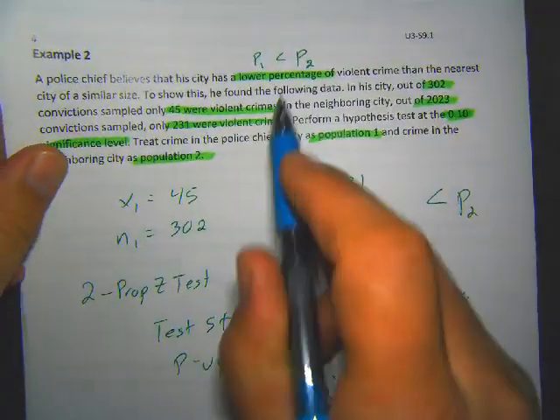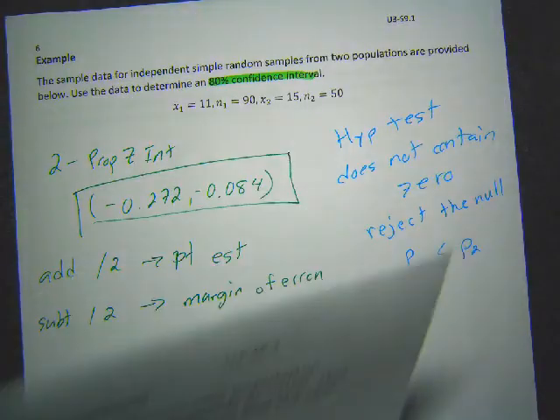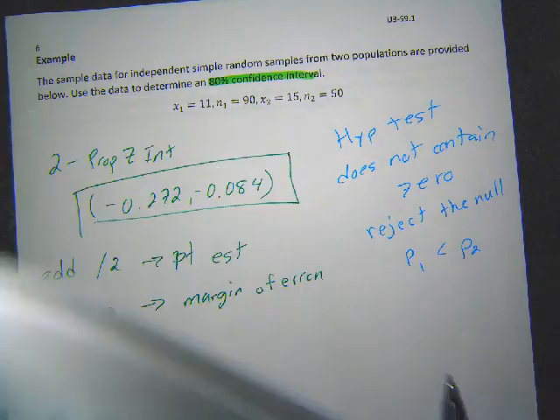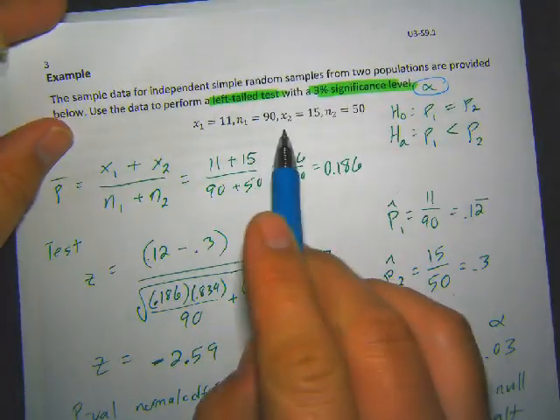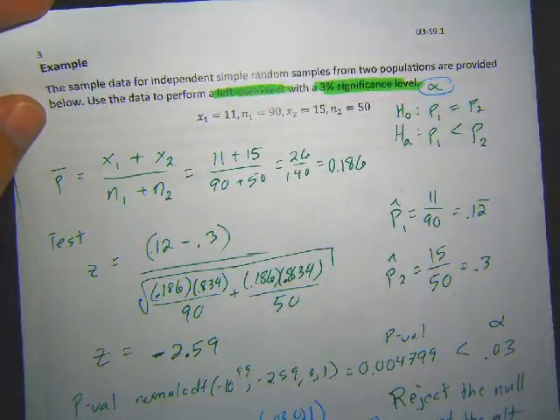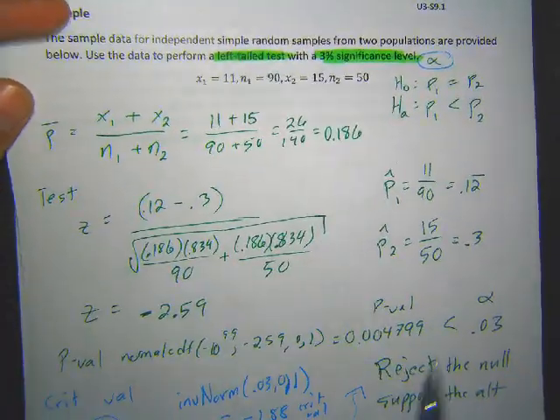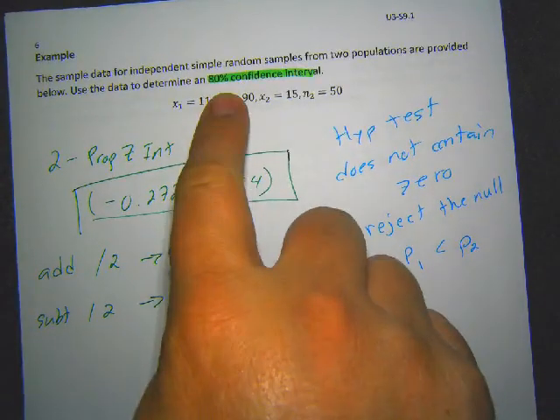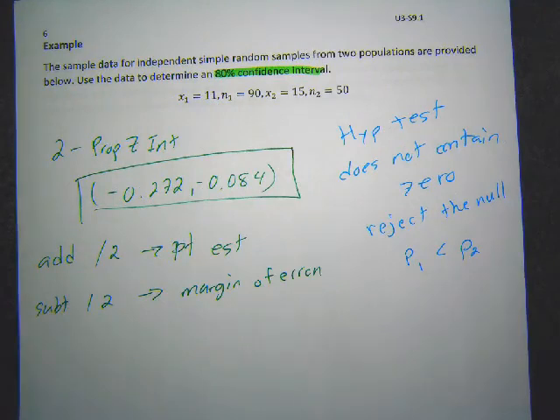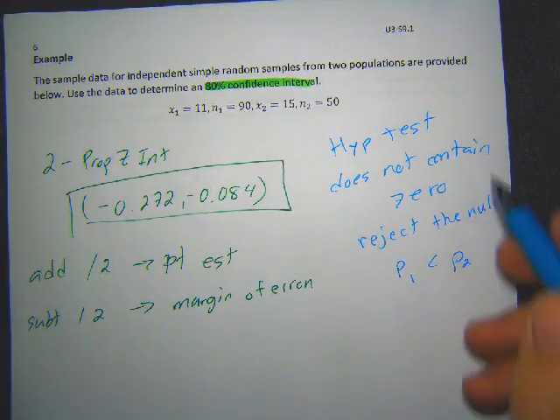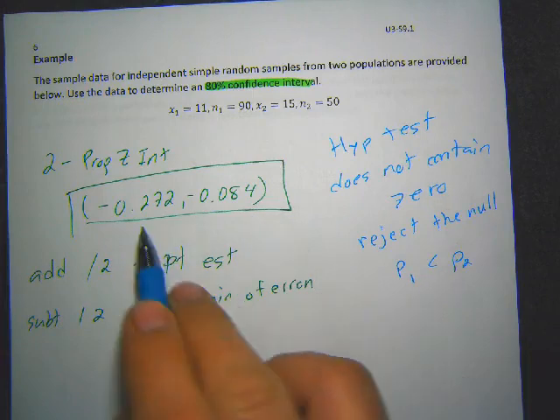We showed that P1 is less than P2 with the one more problem, with the 11 and 90 and 15 and 50. We showed that at the 3% significance level. We're doing the same thing here, and we're doing it at I think the 10% level, because we're using the 80% confidence interval, with 10% on both tails. So this is rejecting up to a 10% significance level, whatever. But that's what we're showing. We're showing rejecting again because it doesn't contain 0.